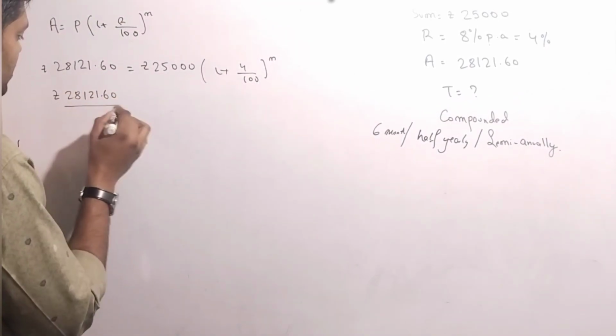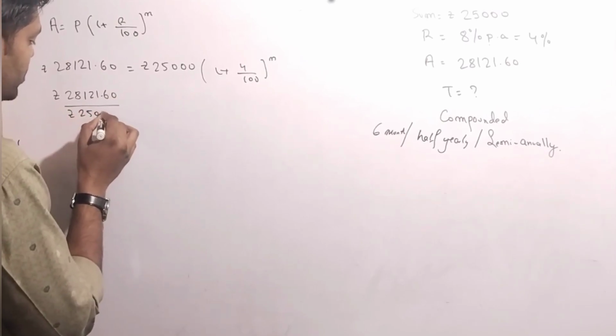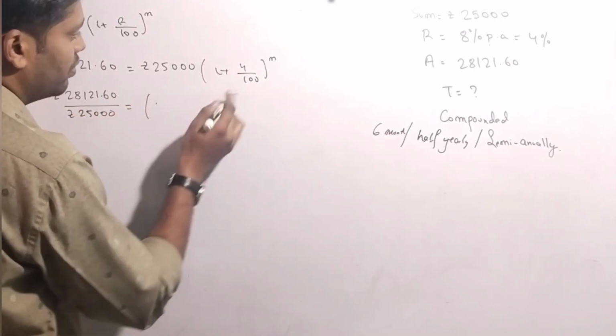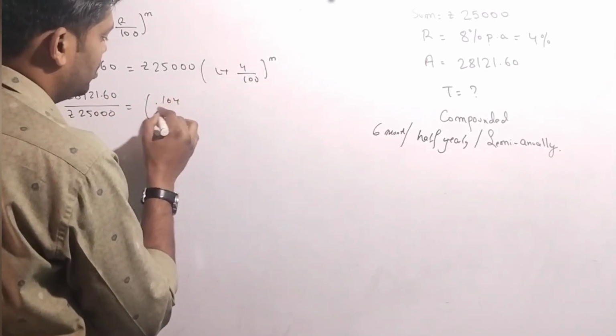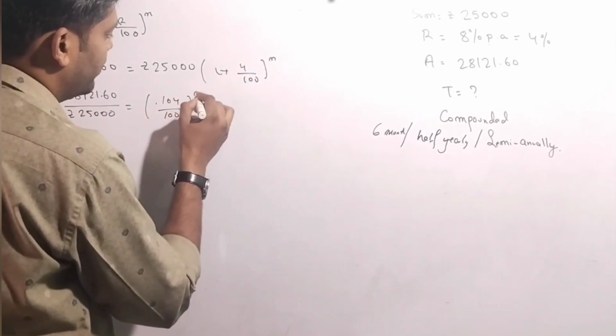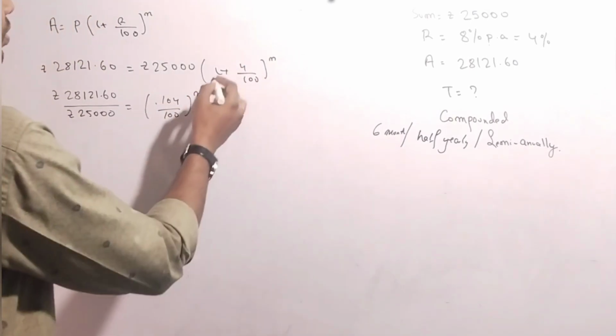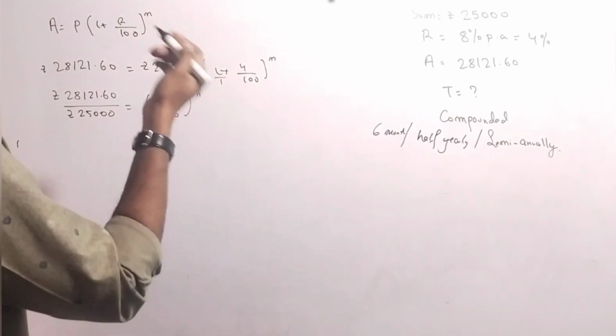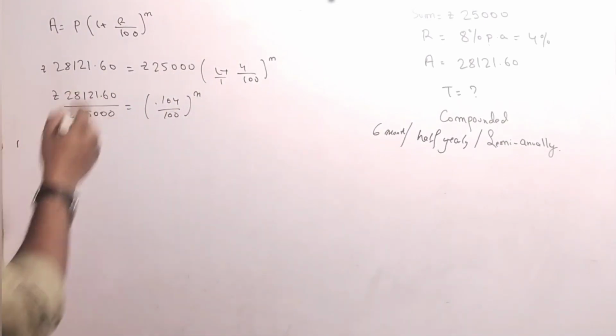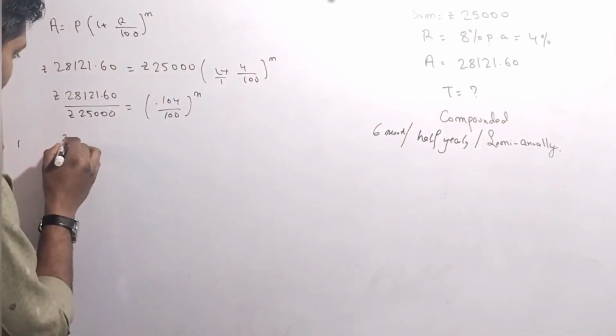28,121.60 rupees by 25,000 is equal to, I told you, 104 by 100. Shortcut, 4 by 100. Why? As I already explained to you, it will be 104 because you take out the LCM, and ultimately you are going to get 104. Okay, so now you solve this one, take out the point.